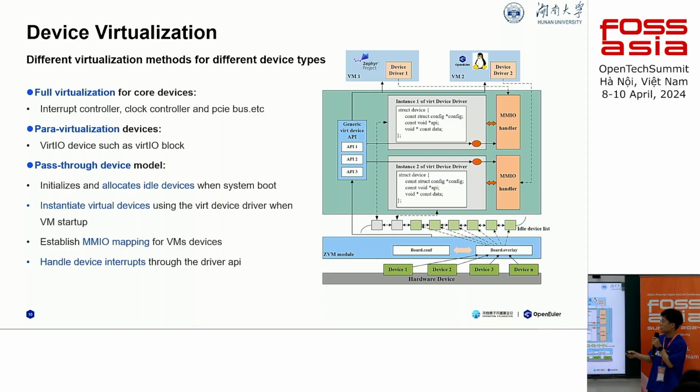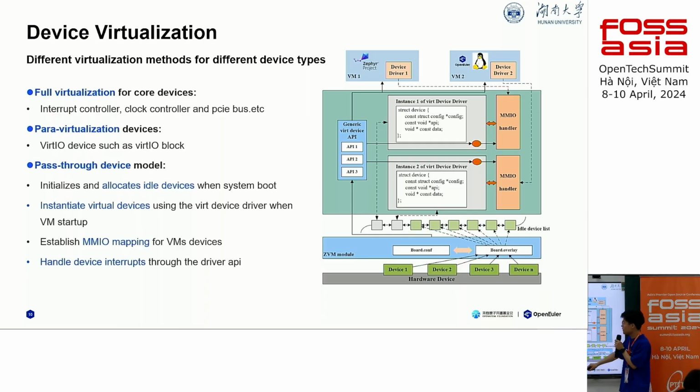And then we support the paravirtualization device, like VirtIO block based on the VirtIO framework. It's common in other virtualization systems, like Linux KVM or Xen. And with the VirtIO framework, we can easily add a VirtIO device to our system.